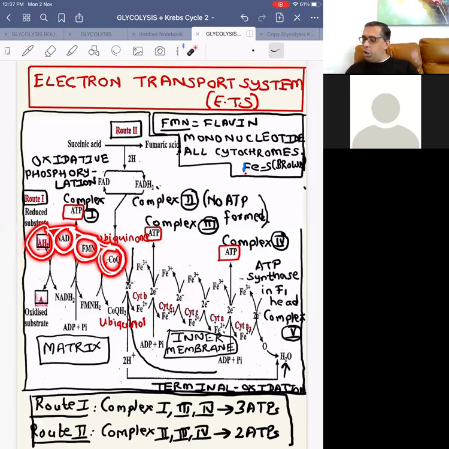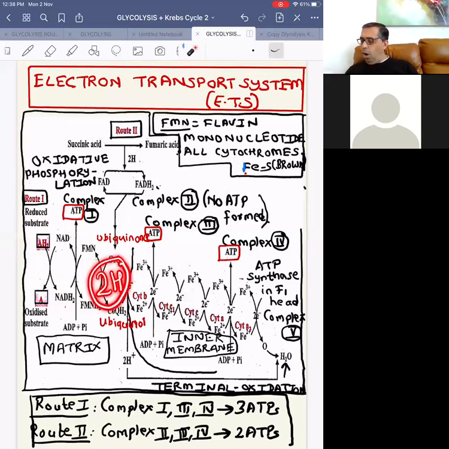And when hydrogen passes from coenzyme Q, this hydrogen is rich in energy. And now these four were hydrogen acceptors. Which were the hydrogen acceptors? Reduced substrate, NAD, FMN, coenzyme Q were hydrogen acceptors. Now hydrogen, 2H, splits to form 2 electrons and 2 protons.